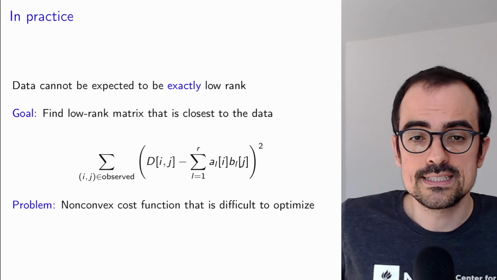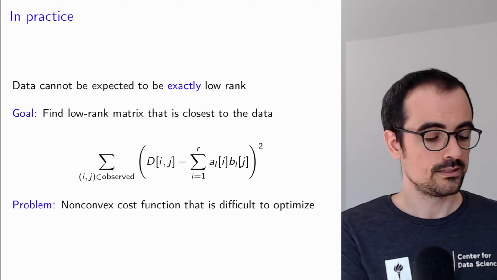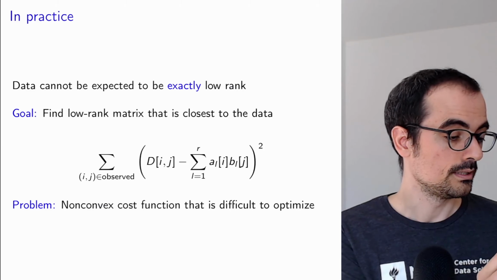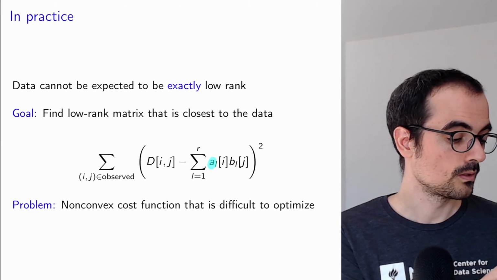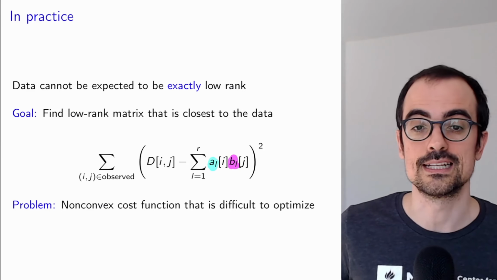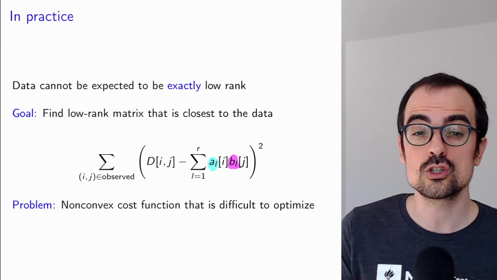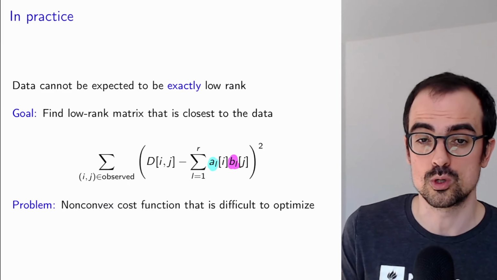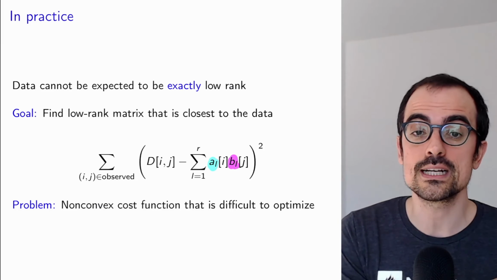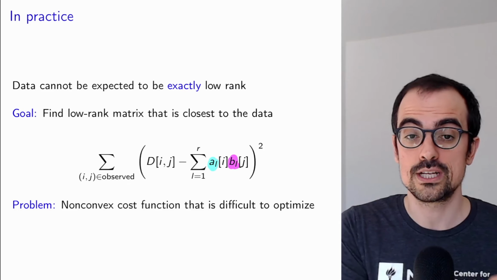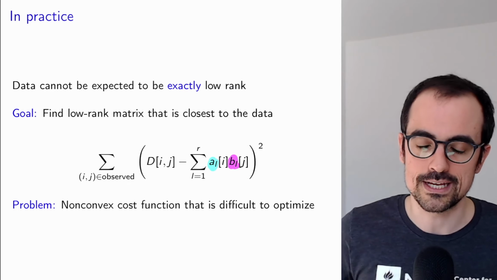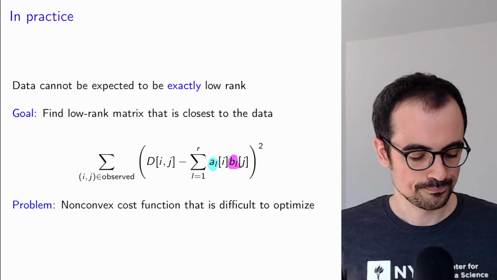The problem is that if we want to minimize this cost function with respect to the factors in a low rank model, this is a non-convex cost function that is very difficult to optimize exactly. Interestingly, if you observe all the matrix, the singular value decomposition gives you an optimal solution to this problem, but that is no longer the case if you have missing entries.